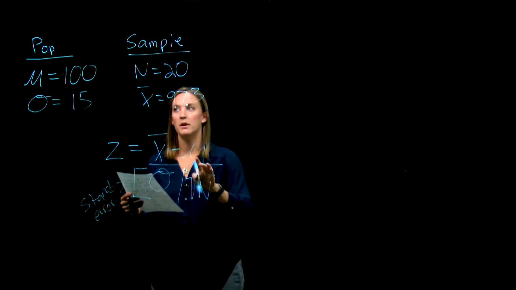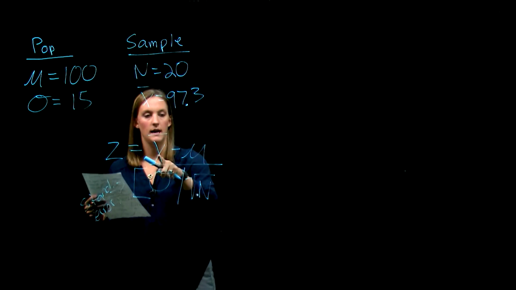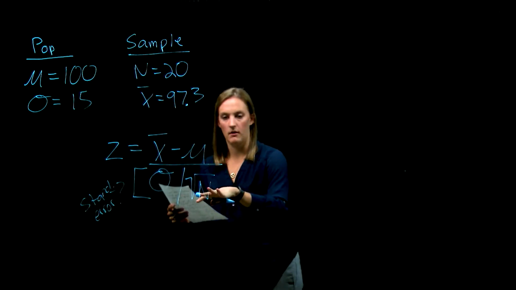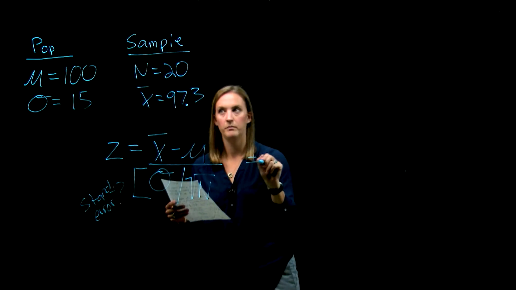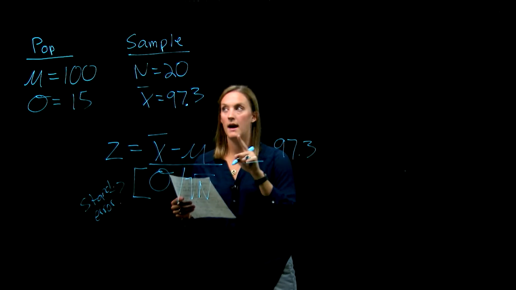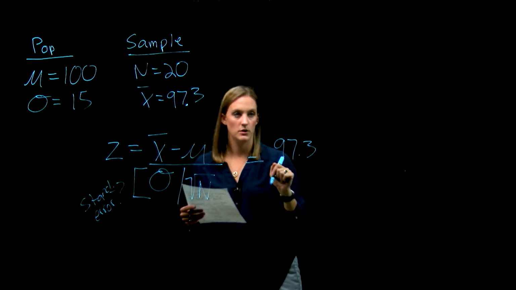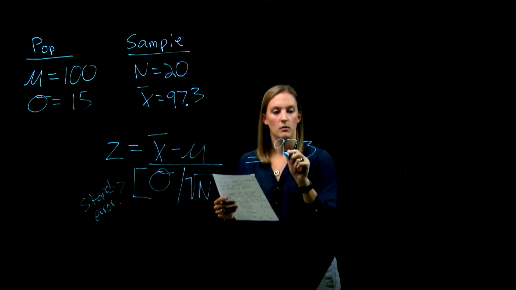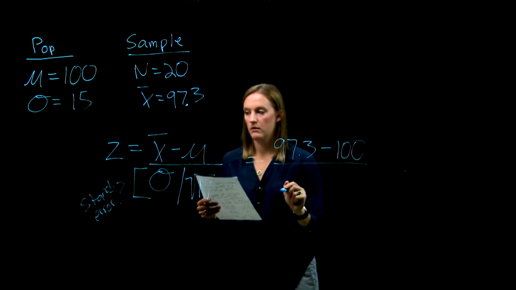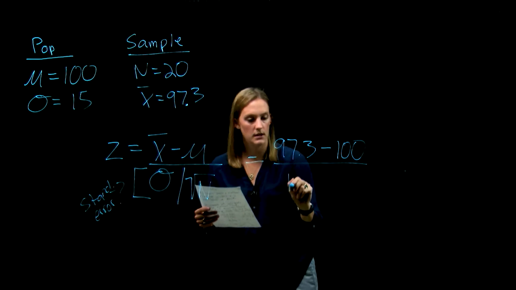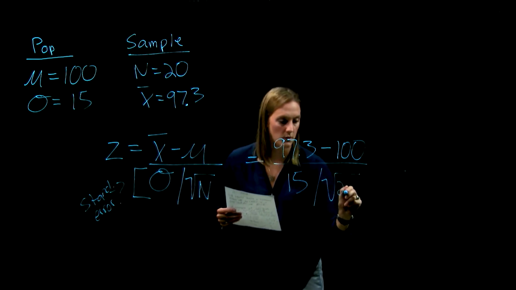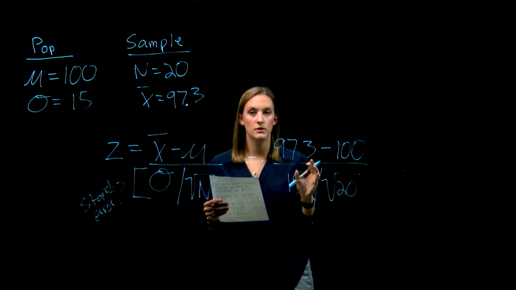So let's go ahead and plug in all of our pieces here. We have our x mean, our population mean, our population standard deviation, and our n. So we're just going to carry this through. Our sample mean was 97.3. And it does matter what order you put this in, so make sure you keep it in the right order. So sample mean minus our population mean, over the population standard deviation of 15, over the square root of our sample size, which is 20. And then you just reduce from there.